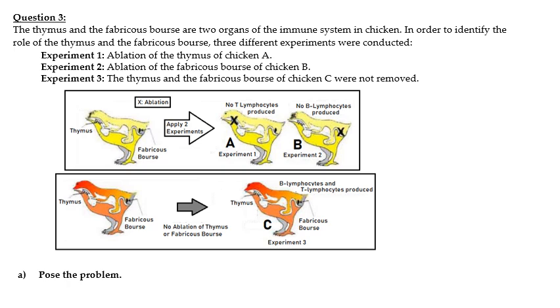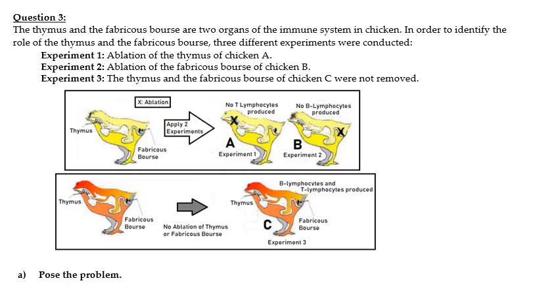Question 3. The thymus and the fabric spores are 2 organs of the immune system in chicken. In order to identify the role of the thymus and the fabric spores, 3 different experiments were conducted. In experiment 1, the ablation of the thymus of chicken A. In experiment 2, ablation of fabric spores of chicken B. Experiment 3, the thymus and the fabric spores of chicken C were not removed.